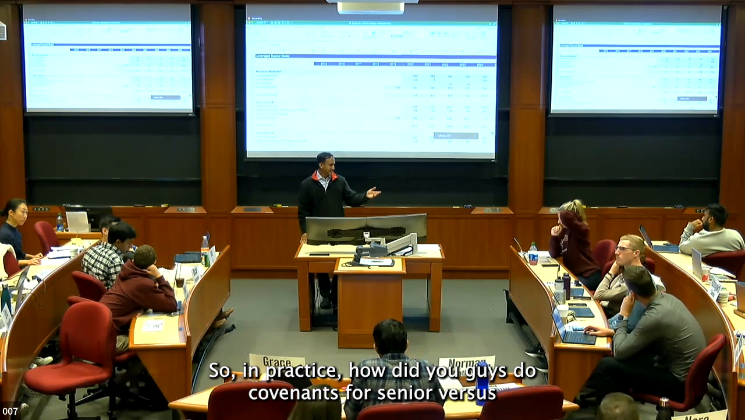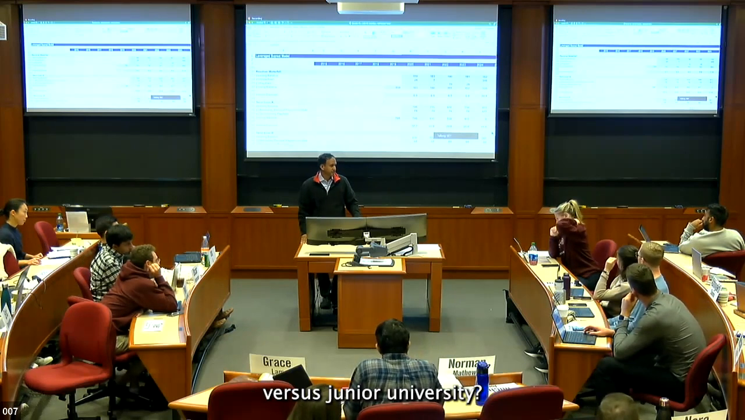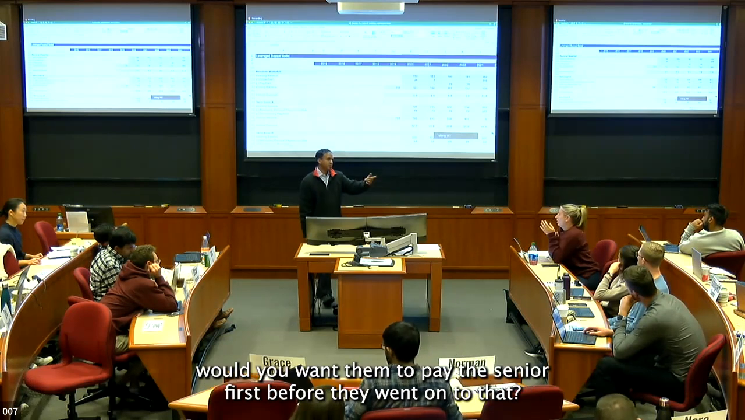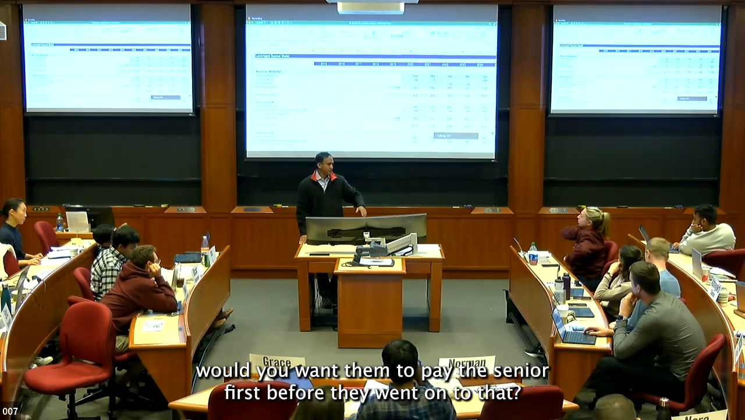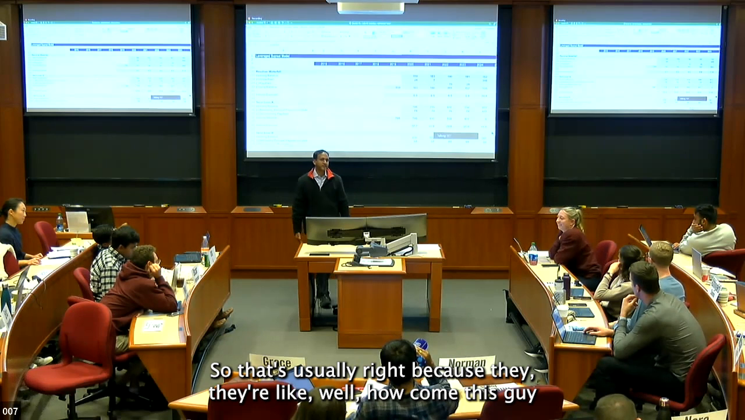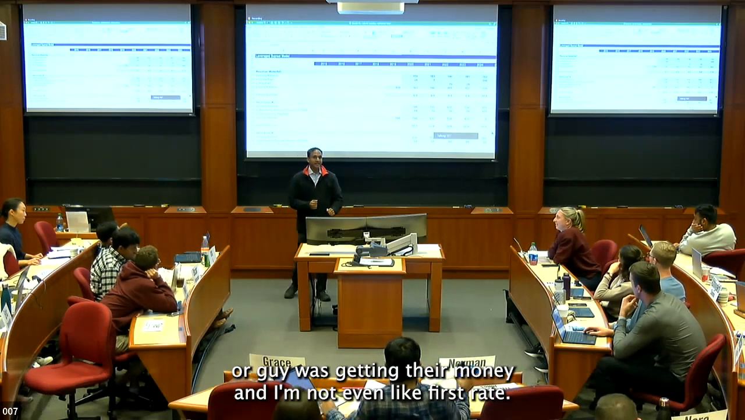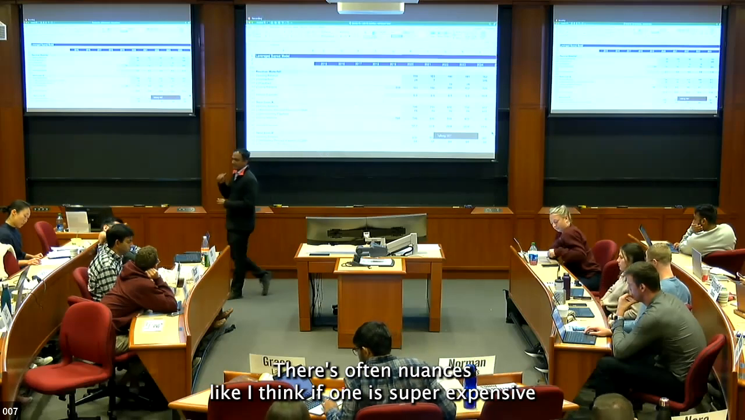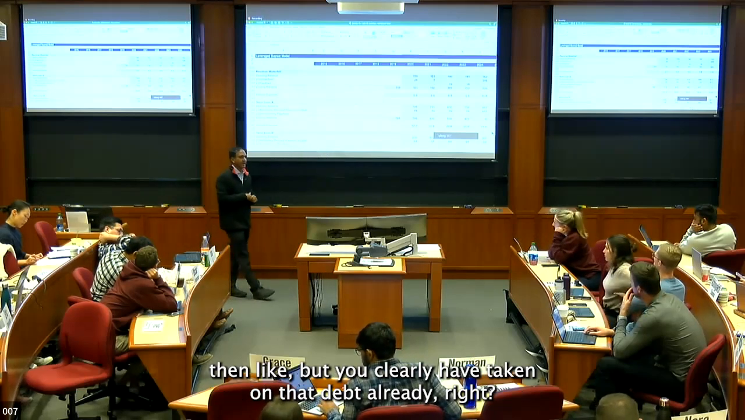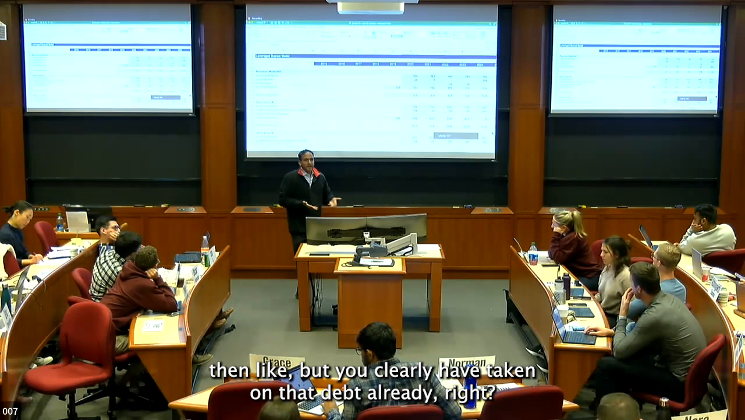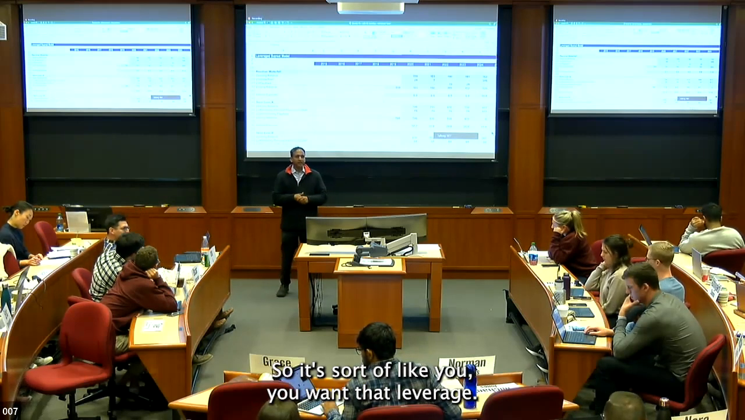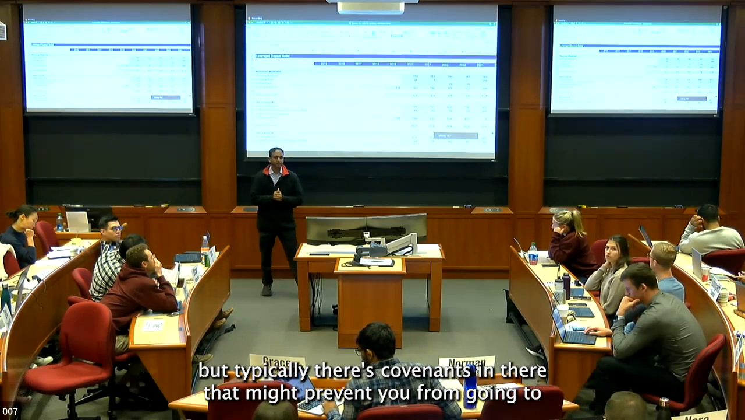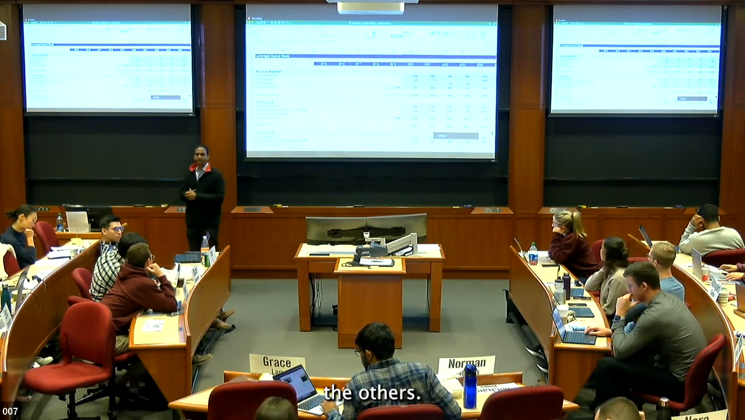So in practice, how did you guys do covenants for senior versus junior? Senior versus junior, we would have a step back. Right, but would you want them to pay the senior first before they went down to that? Yeah, so that's usually right, because they're like, well, how come this guy or gal is getting their money and I'm not getting my money first, right? So I think it's sort of a seniority question. There's often nuances. If one is super expensive, but you clearly have taken on that debt already, right? So you want that leverage, but yes, you could try to restructure, recap it. But typically there's covenants in there that might prevent you from going too far deep under the stack.